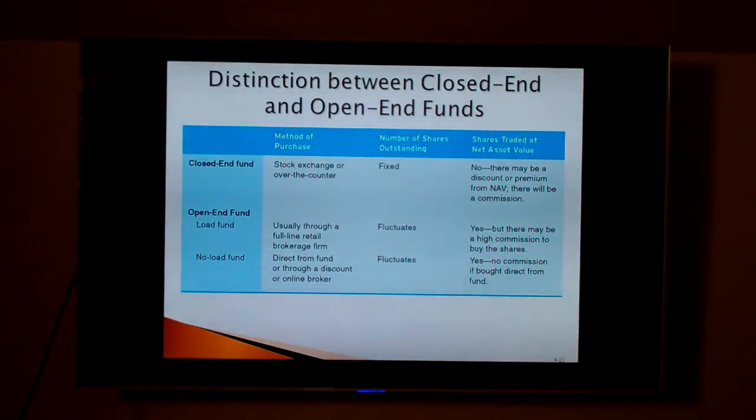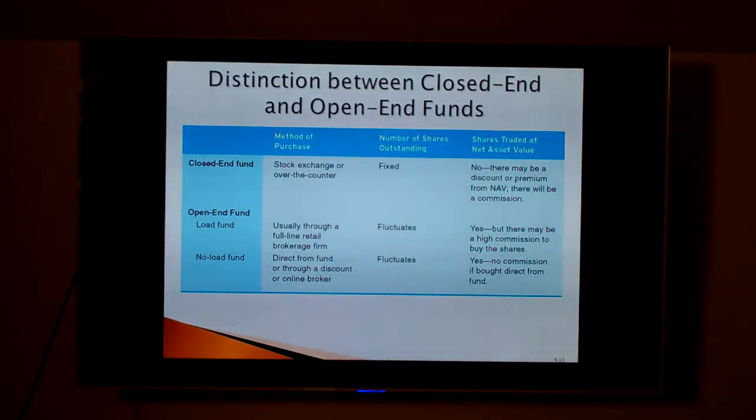Okay. Distinction between closed-end and open-end funds. Hopefully this will clear up any confusion from me as well as you. Closed-end funds trade over the stock exchange. They have a fixed number of shares. There may be a discount or premium on the net asset value, and there will be a commission. Open-end funds: there can be a load or no load.